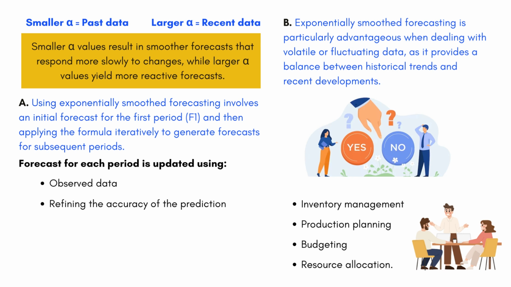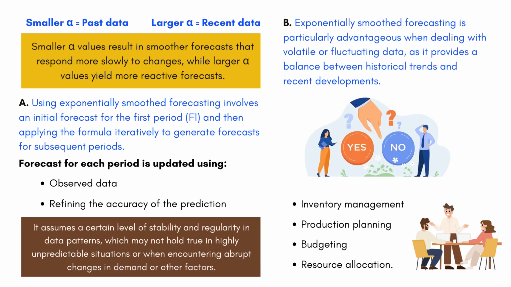However, it is essential to recognize that exponentially smooth forecasting is not without limitations. It assumes a certain level of stability and regularity in data patterns, which may not hold true in highly unpredictable situations or when encountering abrupt changes in demand or other factors. As such, it is crucial to supplement this technique with other forecasting methods and remain vigilant to the possibility of unexpected events that may disrupt the forecast accuracy.